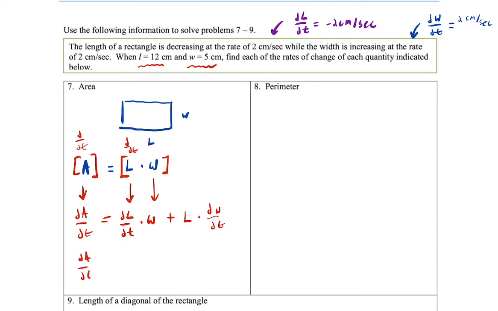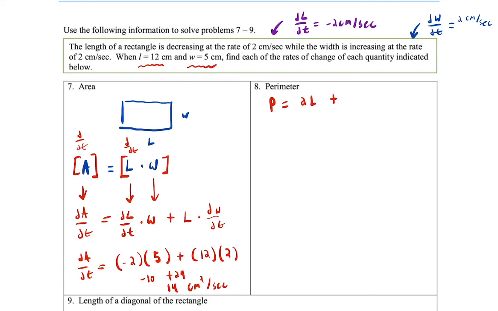So we can just straight up plug these in. dA/dt is equal to, dL/dt we're told is negative 2, the width we're told is 5, plus the length we're told is 12, and dW/dt we are told is 2. And so we'd have the area changing, negative 10 plus 24, at 14 centimeters squared per second, because that's how area is measured. The perimeter, right? So again, the whole idea here is you just need to come up with these equations on your own. That's the toughest part. Once you see this, the rest of this is really easy.